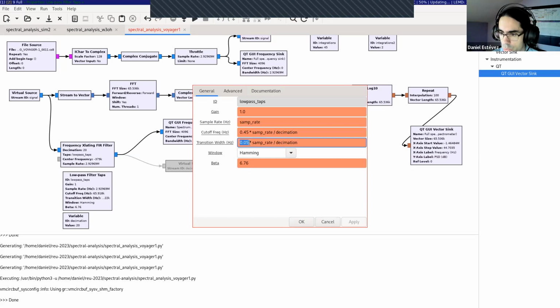And also the transition width of the filter, which determines how steep the skirts of the filter are. I will show this in a second. And also how much computation we need to do for the filter. So very steep skirts, which is the same as very narrow transition width, is great, but that requires a longer filter, and that requires much more computations for the CPU. So this is more or less appropriate. 5% or 10% of sample rate divided by decimation is usually what I use.